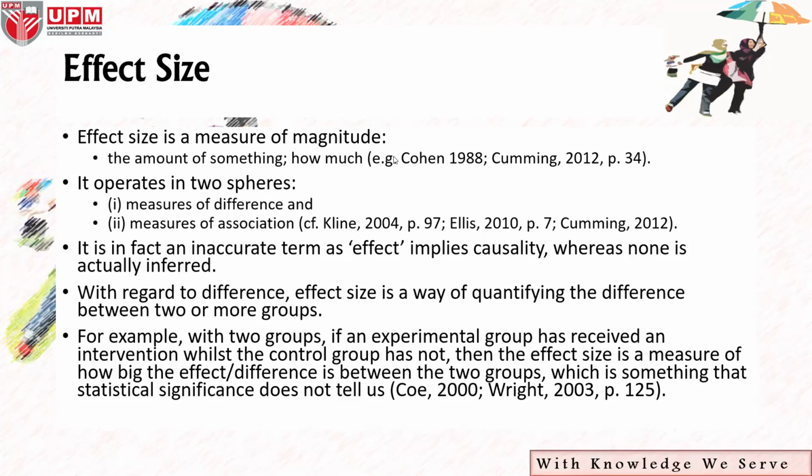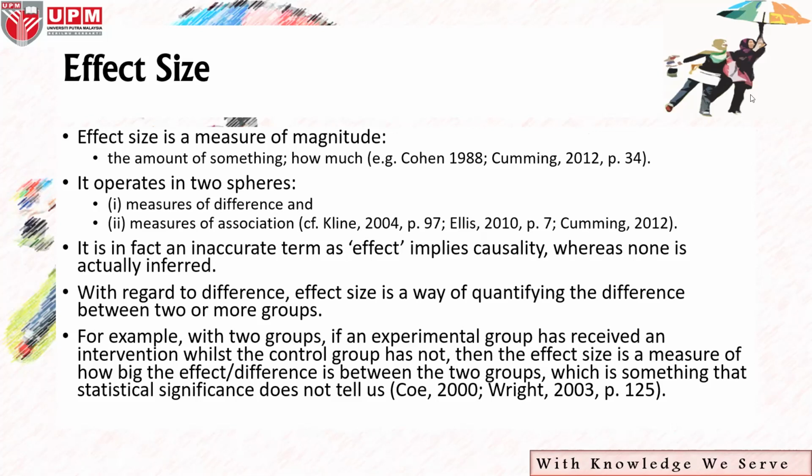It is in fact an inaccurate term, as effect implies causality, whereas none is actually inferred. So do not get confused with the term effect, because it does not determine the effect. It does not imply causality. It just represents the size or the magnitude. With regard to difference, effect size is a way of quantifying the difference between two or more groups. How much is the difference?